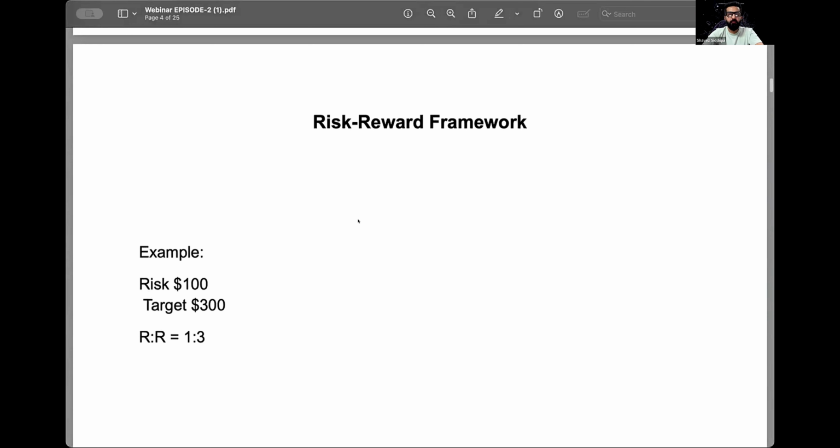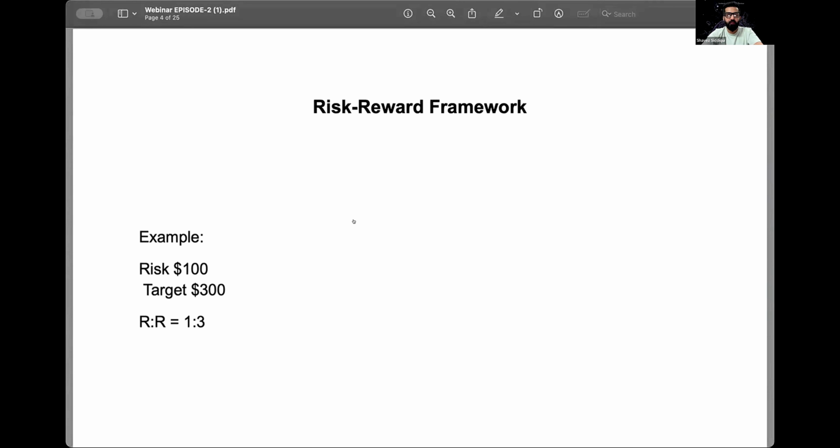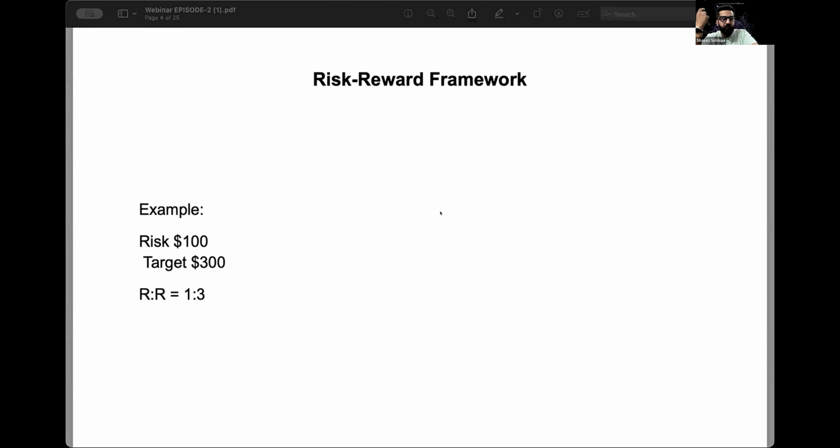So now we come to the risk reward framework. This is the most fundamental understanding, and I would say the most important understanding of trading, that retail traders lack. This is also called the casino principle of trading. This is a risk to reward concept. If there is a risk of $100 and the target is $300, the risk reward ratio is 1:3.